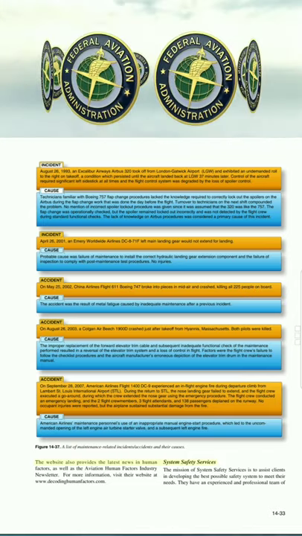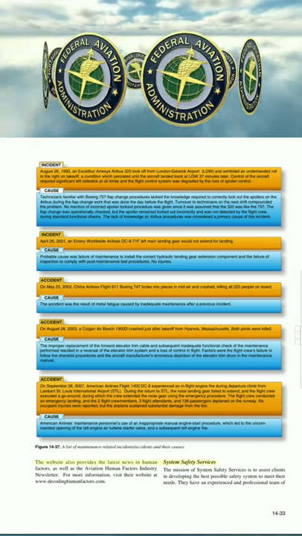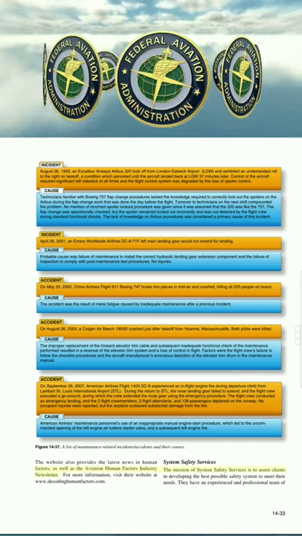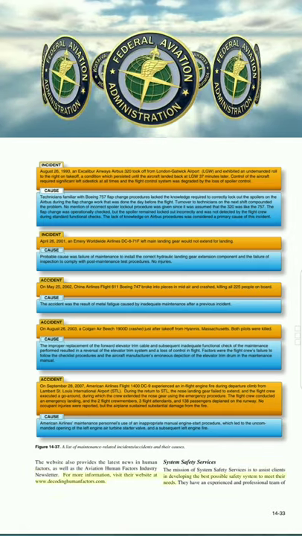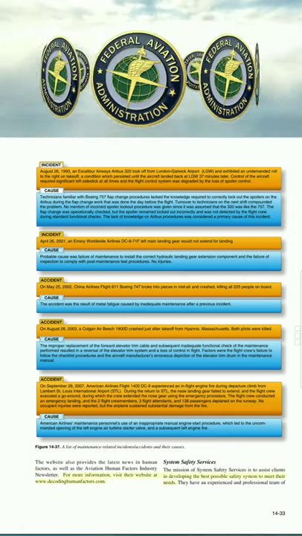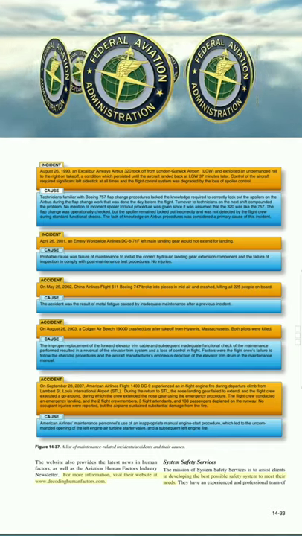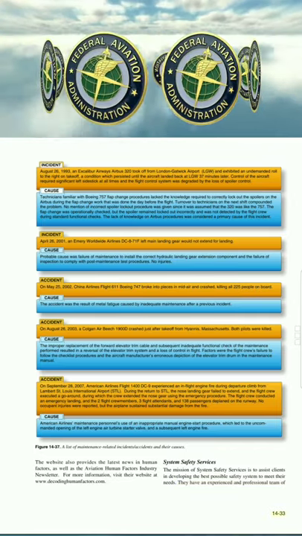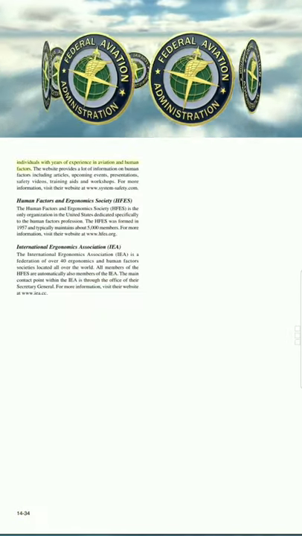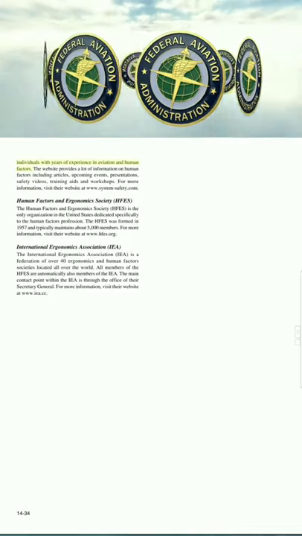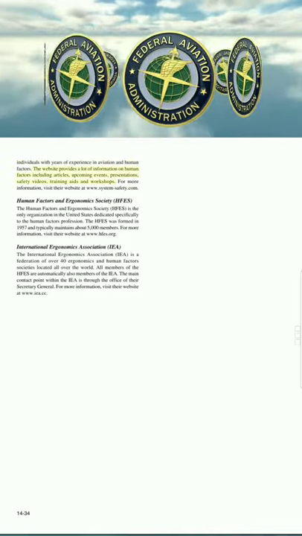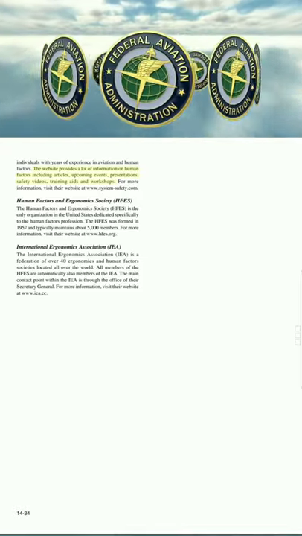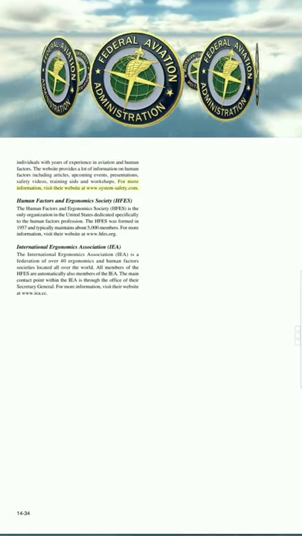Decoding Human Factors. The website also provides the latest news in human factors, as well as the aviation human factors industry newsletter. For more information, visit their website at www.decodinghumanfactors.com. System Safety Services. The mission of System Safety Services is to assist clients in developing the best possible safety system to meet their needs. They have an experienced and professional team of individuals with years of experience in aviation and human factors. The website provides a lot of information on human factors, including articles, upcoming events, presentations, safety videos, training aids and workshops. For more information, visit their website at www.system-safety.com.